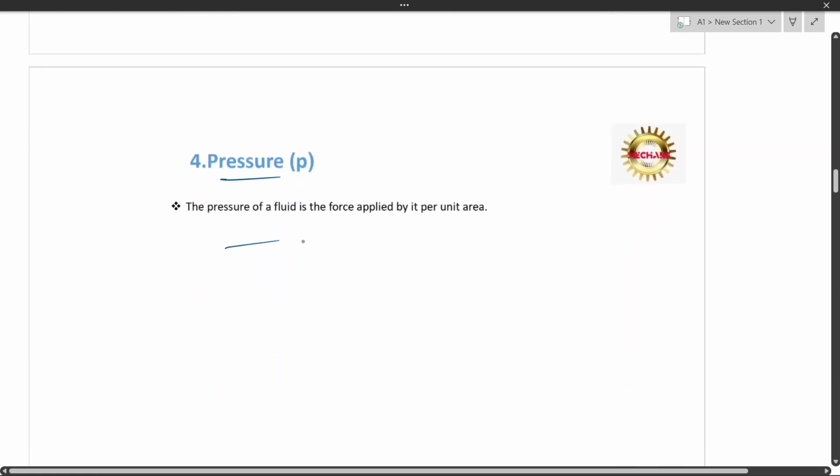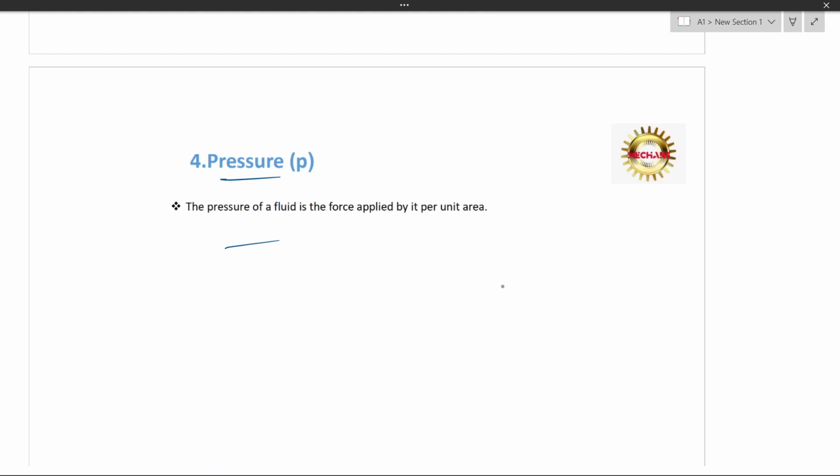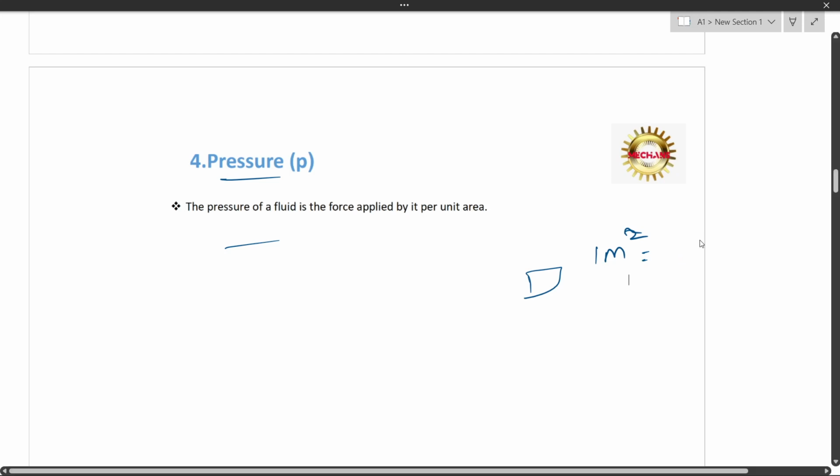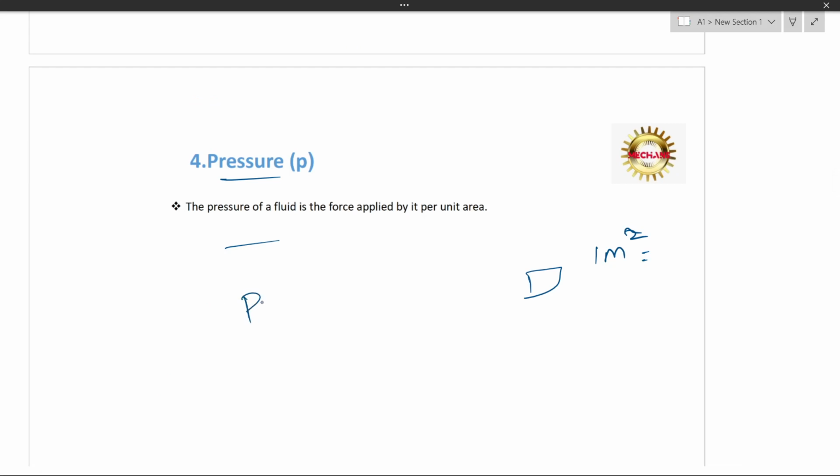The pressure also, it's something which we already know. It's like force per unit area. If you take 1 meter square area, how much force is acting on that. If pressure is more, it will create more force on an object. As we know, the general formula for pressure is equal to force divided by area.